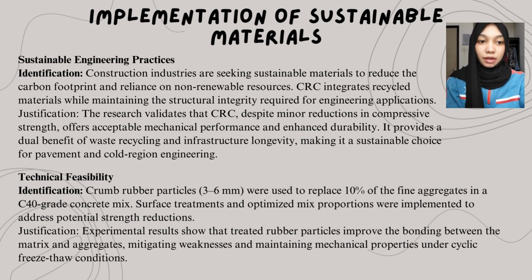Technical feasibility. Chrome rubber particles of 3 to 6 mm were used to replace 10% of fine aggregates in a C14 grade concrete mix. Surface treatments and optimized mix preparation were implemented to address potential strength reductions. Justification: experimental results show that treated rubber particles improve the bonding between the matrix and aggregates, mitigating weaknesses and maintaining mechanical properties under cyclic freeze-thaw conditions.